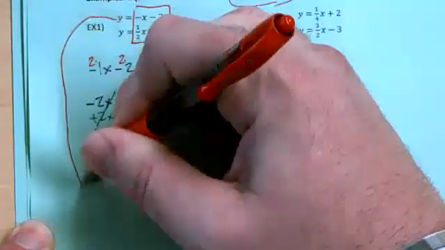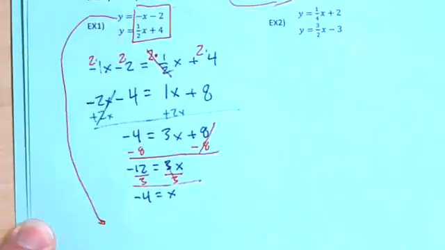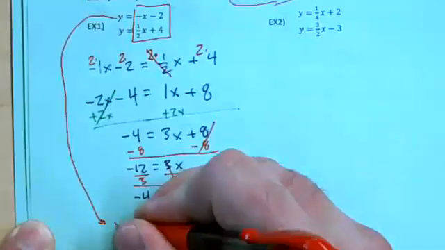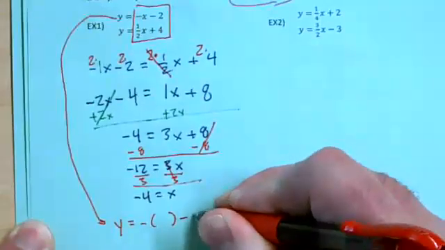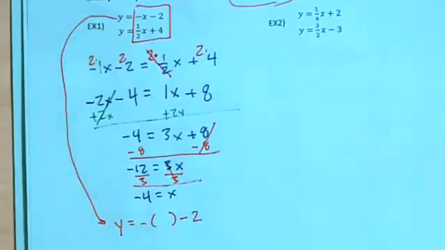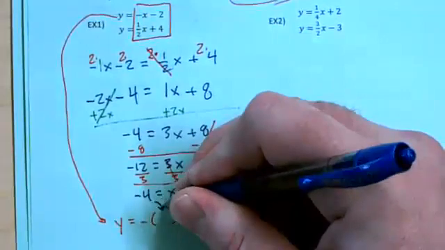I'm going to bring it down here, and I'm going to copy it over, but I'll leave the x out. Y equals negative, there was an x there, I'm going to put a blank parentheses, minus 2. And what are we putting in place of that x? We'll put our x value in there.